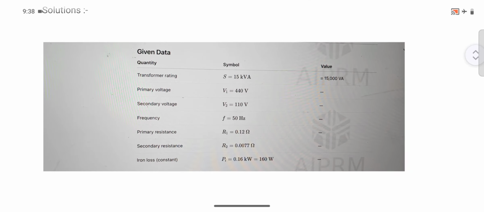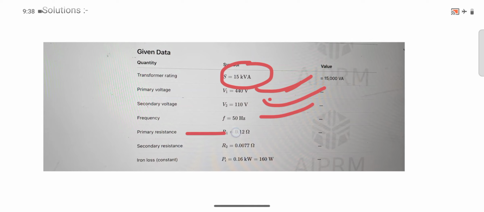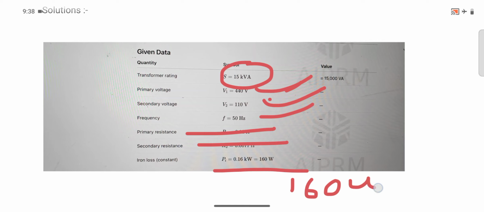The data we have been given, you can see on the screen: transformer rating given, 15 kilovolt ampere, primary voltage is given as 440 volt, secondary voltage 110, and frequency 50 hertz. Primary resistance is given, secondary resistance is given, and iron loss. As we know, iron loss in a transformer is constant. The value is given in kilowatt, which we have converted into watt.